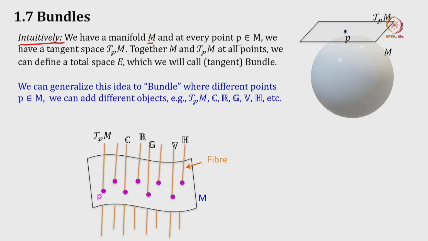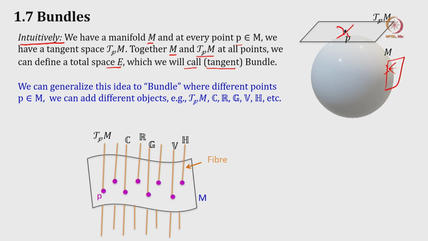So, at every point of this manifold we had a tangent space, and if you go to another point you will have another tangent space, and there will be unit vectors and so on. So, at every point you have another space attached to it, and together M and this tangent space at all points define something called a total space, and that is a bundle, and for this particular case it is a tangent bundle.